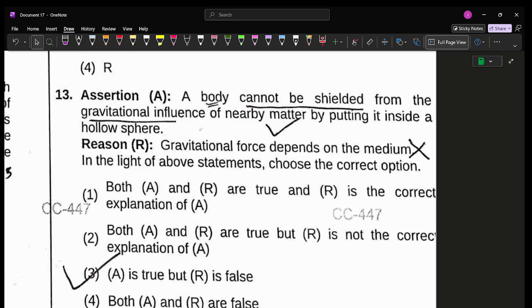Okay, so first off, I'm sure it does not depend on the medium. Then how would there be gravitational force between the sun and the earth, right? Secondly, a body cannot be shielded from it. This one was something I had to think on a little bit. So it basically cannot be shielded even if you put it inside a hollow sphere. So let me just ask that to ChatGPT. You can just try to read it and work on it and understand what it actually means. But it's fine. You can look into it.